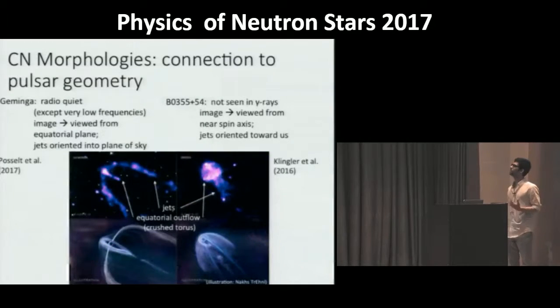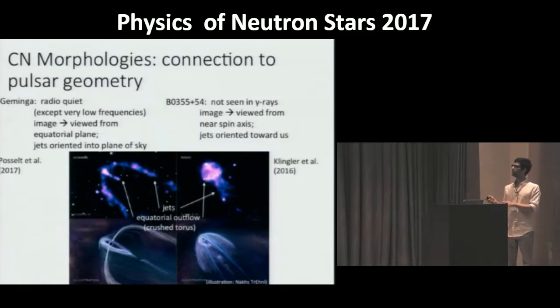So the compact nebula morphologies can appear to contrast, but two examples of that are Gaminga and BO355. But Gaminga is almost totally radio quiet except for very low frequencies, and it's very loud in gamma rays. BO355 is not seen in gamma rays, but it's very loud in radio. So we can interpret this as that we are seeing Gaminga edge on, and that this is its equatorial outflow crushed by the ram pressure and pushed back, and that these are the jets.